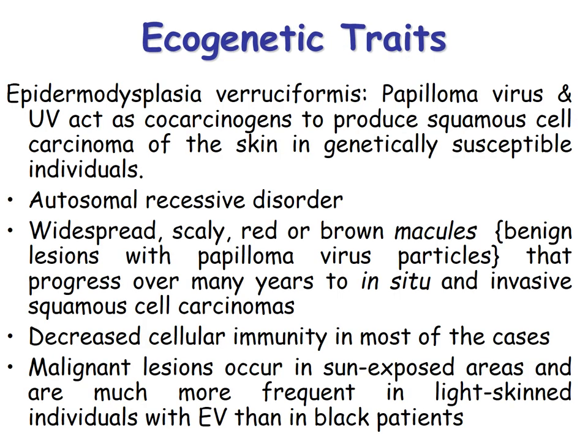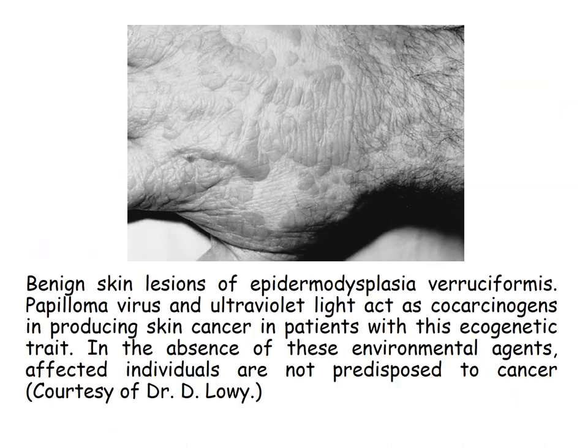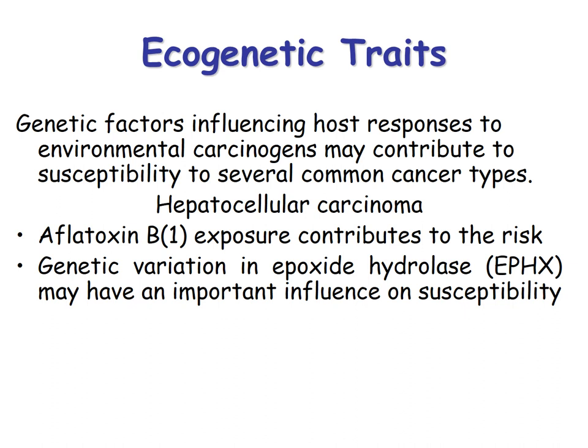So another example of ecogenetic trait is epidermodysplasia verruciformis. Here, papillomavirus and ultraviolet rays act as co-carcinogen to produce squamous cell carcinoma of the skin in these genetically susceptible individuals. This is how the person's skin looks like. These are benign skin lesions of epidermodysplasia verruciformis. An example of ecogenetic trait.